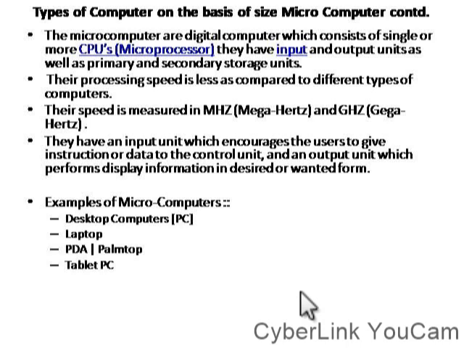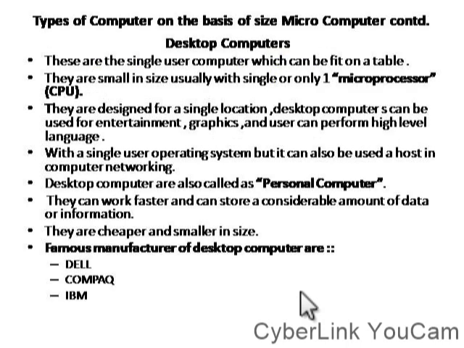An important thing, its speed is measured in megahertz and gigahertz, and they have an input unit which lets the user give instructions to the control unit, and an output unit which displays information in the desired form. As we know, with all our PCs we work like this only. We give input, wait for the input to be processed, and then the output is displayed. Let us see some microcomputer examples.